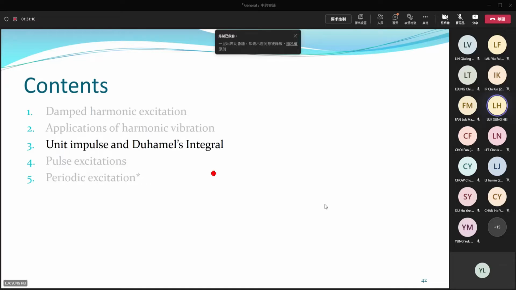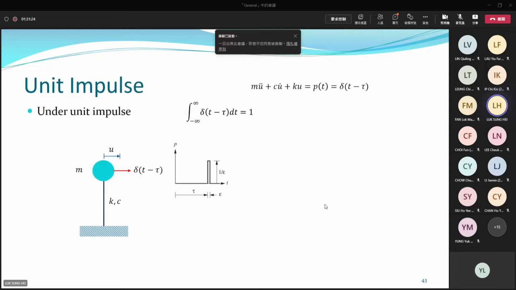Section 3. In this section, we would like to handle a special loading called unit impulse. Then we will introduce one very famous principle called the Duhamel integral, which helps you handle very general situations. Firstly, what is unit impulse? Symbolically, we normally use the symbol delta to denote the unit impulse force.